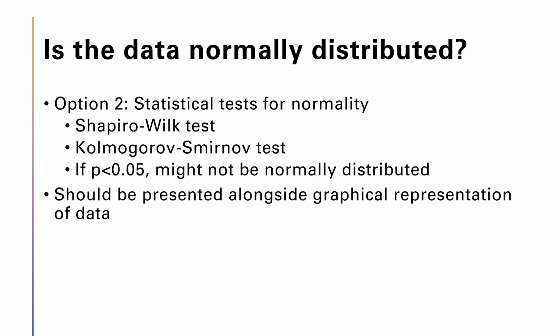In a large sample size, there might be some slight deviation from normality that could be picked up by this test, although they are not significant. Hence, we should always present this value in addition to looking at the histogram and QQ plot of the data to determine normality.